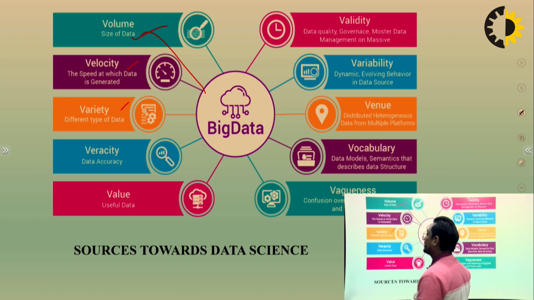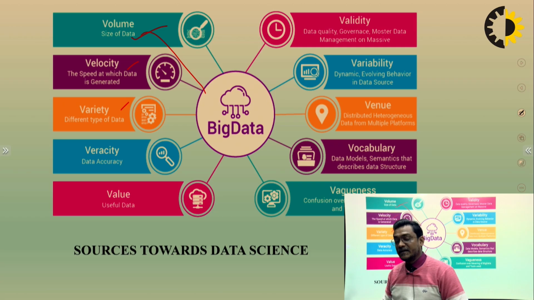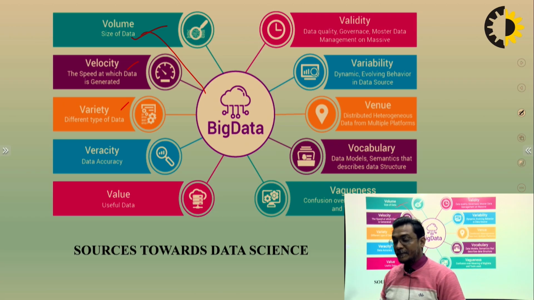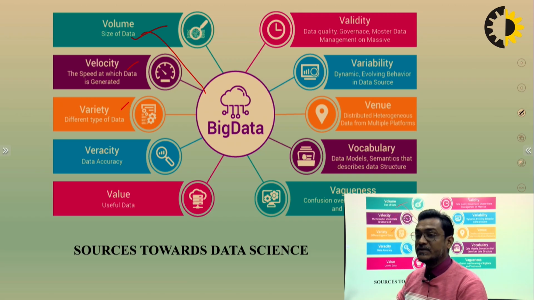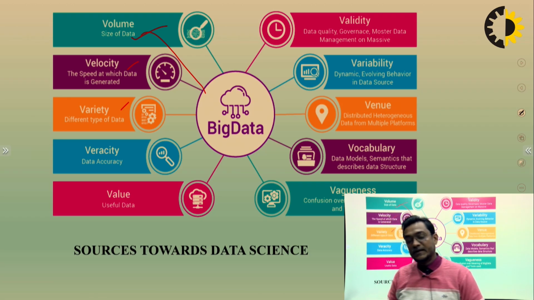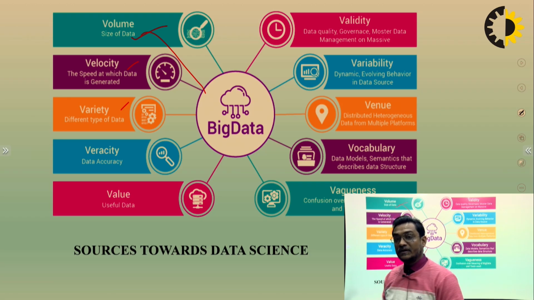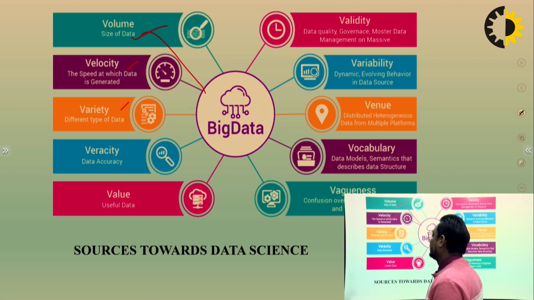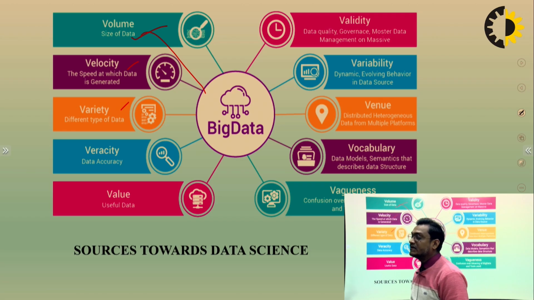The second one is velocity: the speed at which the data is generated. If I talk about Facebook or different social media sites, per second there is a huge amount of data in the form of audio, video, images, and so on. Now the variety: different types of data. Variety here means semi-structured, unstructured and structured.